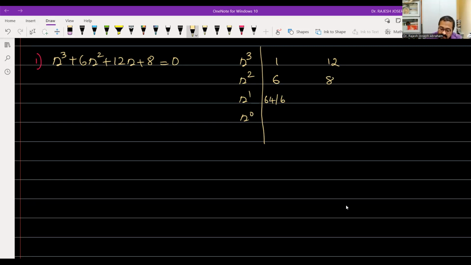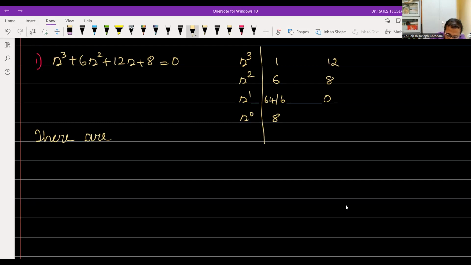If you want, you can add a 0; even otherwise it is fine. What will be the next thing? 64 by 6 into 8 minus 6 into 0, whole divided by 64 by 6. That means 8. So is there any sign change in the first column? This is the first column, right? Do we have any sign changes there? No sign change. There are no sign changes in the first column.